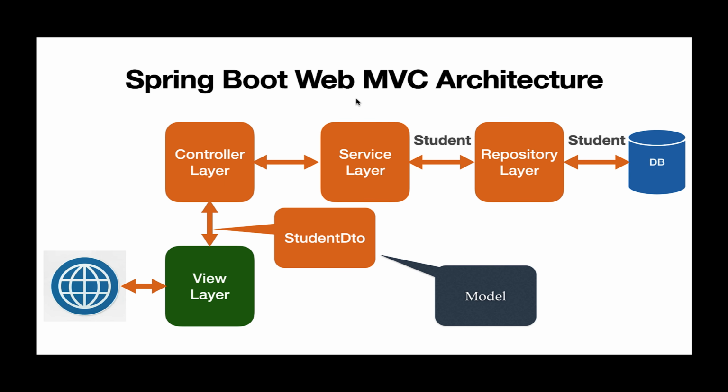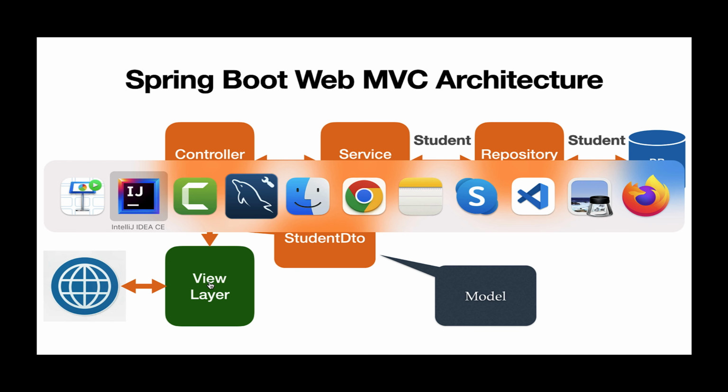Well, if you look at our Spring Boot Web MVC architecture, we need a student DTO class as a model class to transfer the data between the controller layer and the view layer, and we use the student JPA entity to store the data in a database. In real-time projects we keep JPA entities with respect to the database and DTO classes with respect to transferring the data between the controller layer and the view layer. Alright, so let's keep the student JPA entity with respect to the database and the student DTO class as a model class to transfer the data between the controller layer and the view layer.